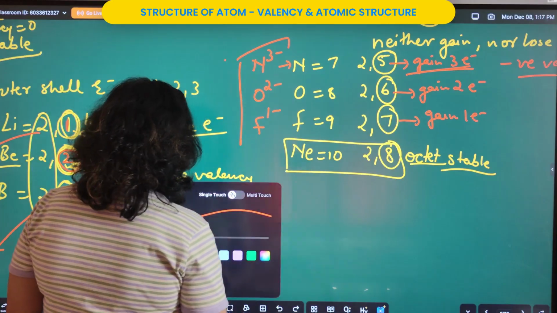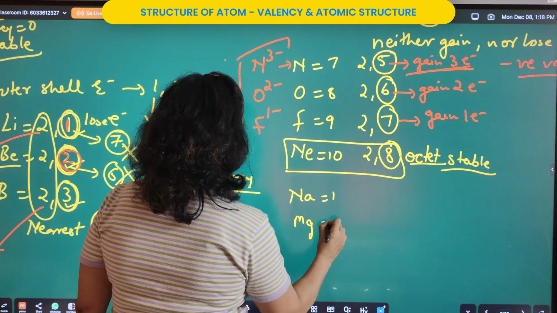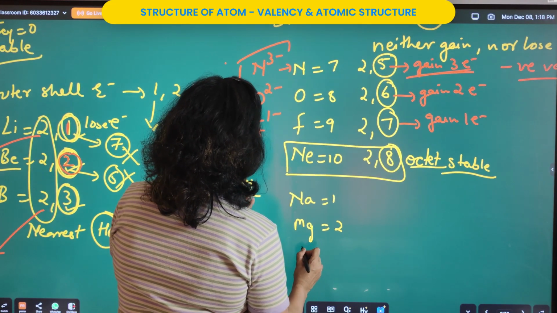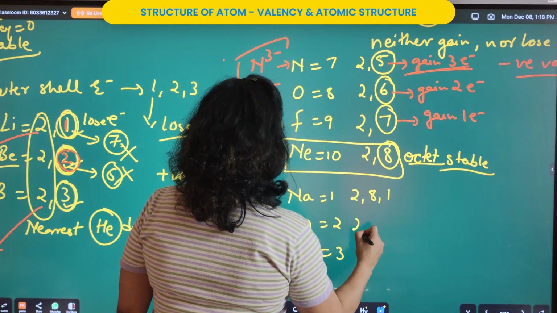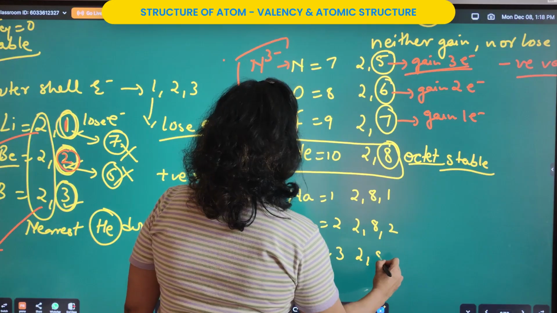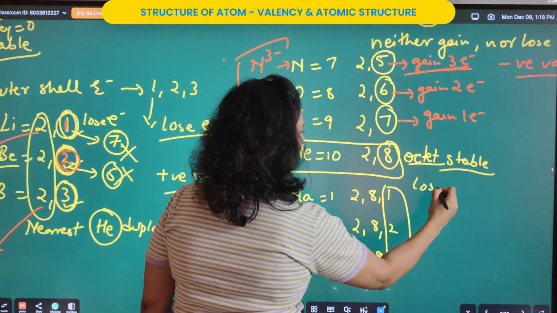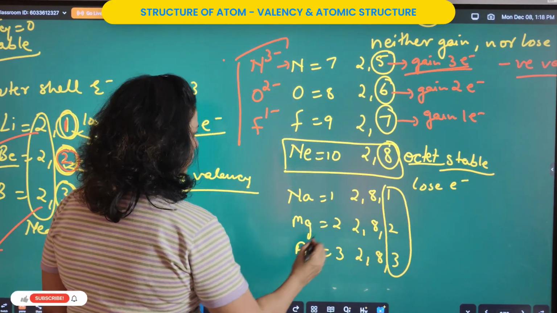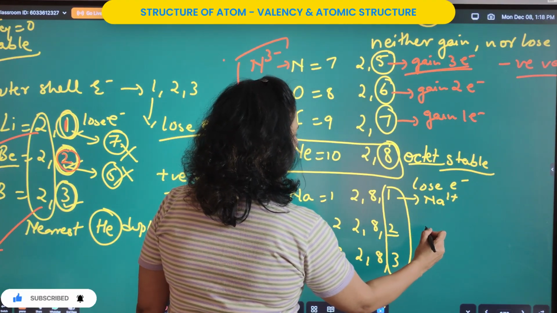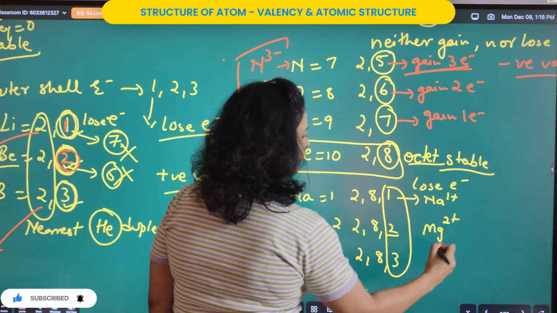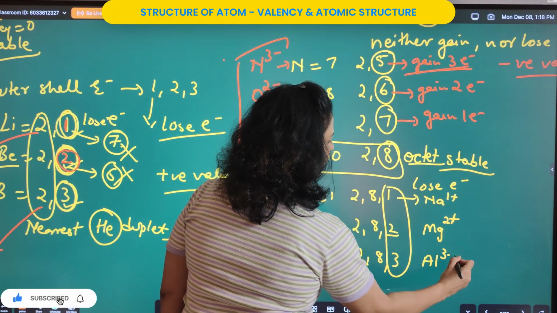For sodium also we can write. See, sodium. So this is 2, 8, 1; 2, 8, 2; 2, 8, 3. See, now here they are having 1, 2, 3, so they will lose electrons. How many electrons will it lose? 1 electron. So sodium charge will be 1 plus. Here magnesium will lose 2 electrons, so magnesium valency will be 2 plus, right? And aluminium will lose 3 electrons, so its valency will be 3 plus.